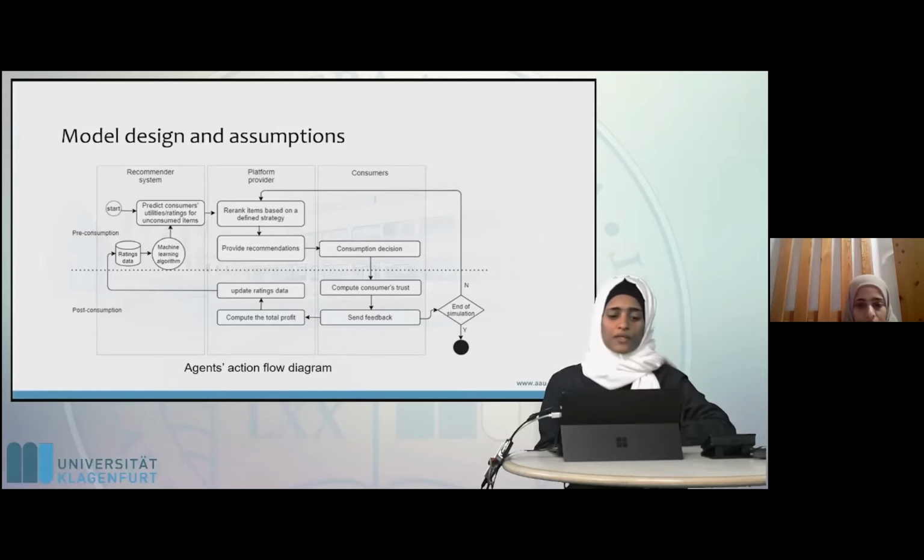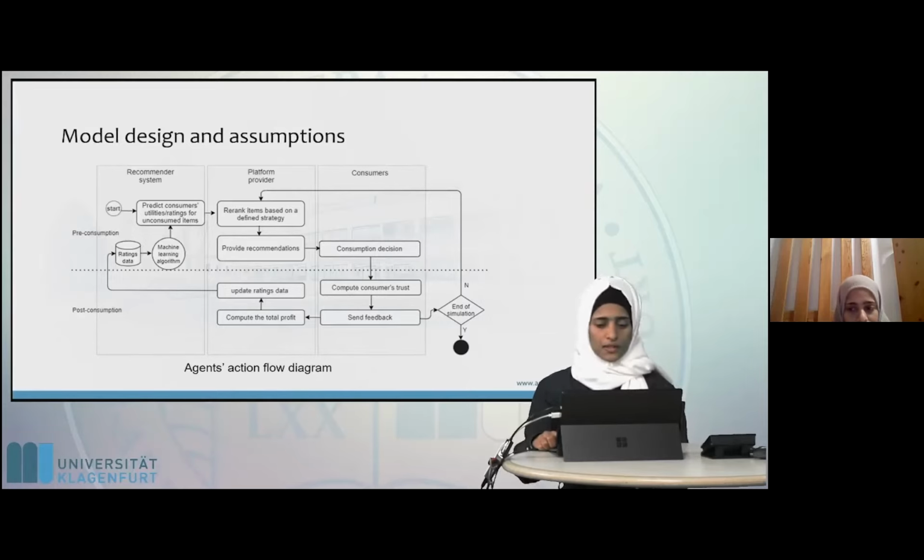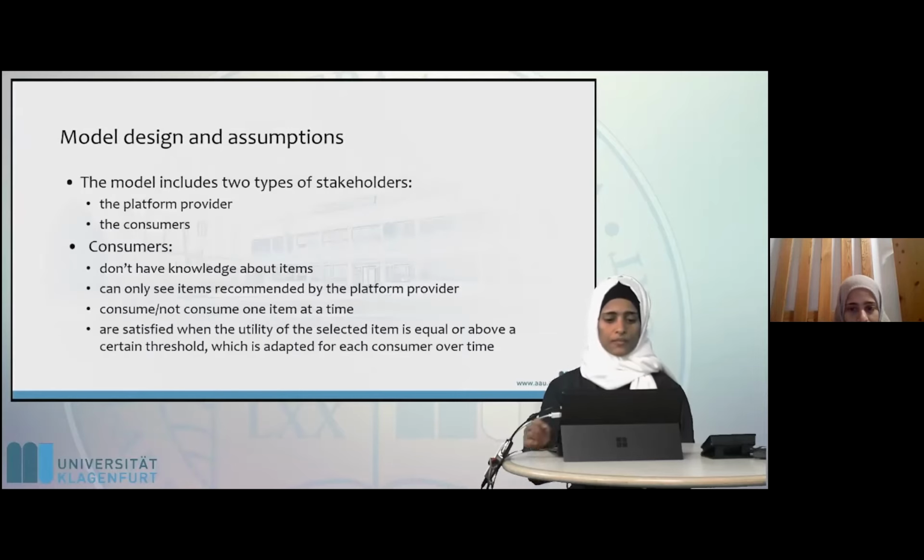Then the platform provider provides recommendations for each consumer. The consumer then makes a consumption decision, and after the consumption, the consumer computes the trust and also sends feedback to the platform provider. The platform provider computes the total profit and also updates the ratings data. This will continue until the end of the simulation.